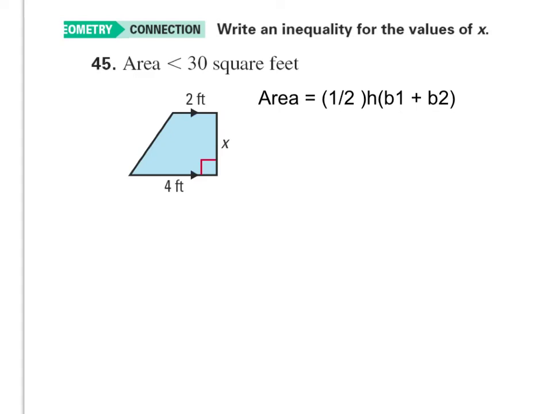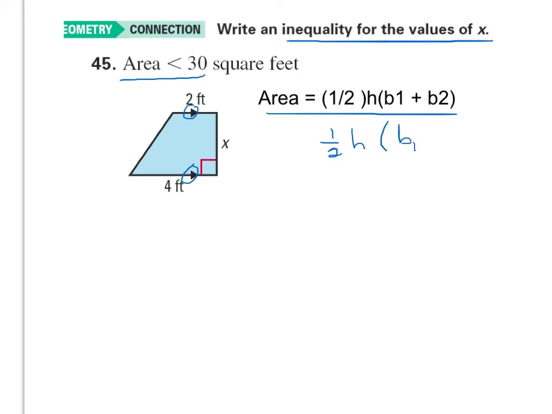This problem says write an inequality for the values of x if the area is less than 30 square feet. So I wrote here the formula. This is actually a trapezoid. When you have two sides that are parallel, that's what these arrows mean, that those two sides are parallel. The formula is 1/2 the height, which in this case is x, times the sum of the bases. Those are usually written as little subscripts like that, but I was typing it.